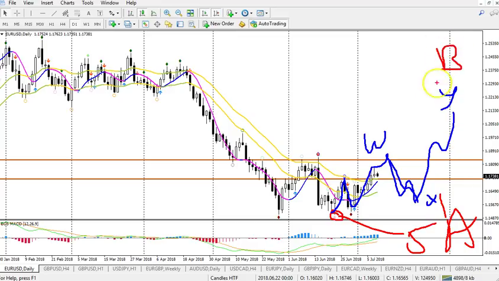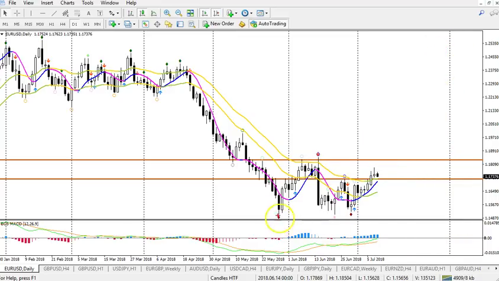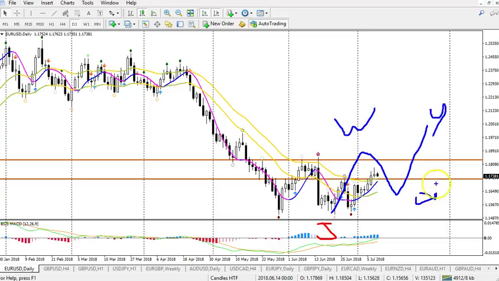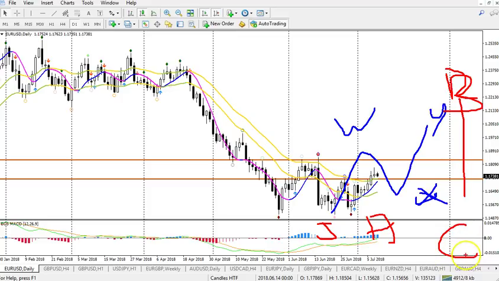So let me do that again. This could either be A, B, C for wave 4, down we go for wave 5. Or wave 5 is completed, and up we go for a W, X, Y correction. And that would be part of a bigger wave 1. Sorry about that. Here we go, wave 1, 2. And down we go for A, B, excuse me, and down we go for C.